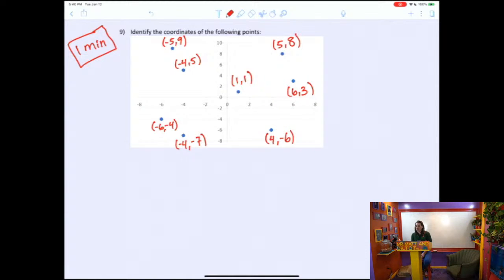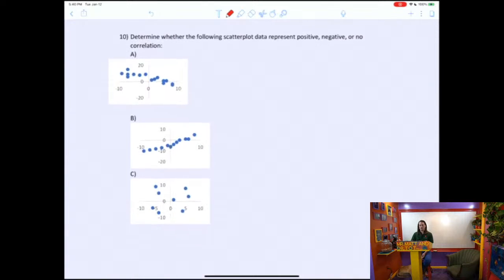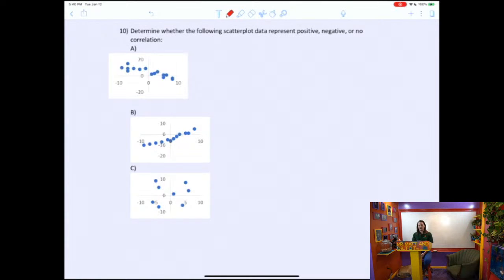Next, then we'd have 4 comma -6 in the fourth quadrant, followed up by 5 comma 8 and 6 comma 3 in the first quadrant in the upper right hand side. If you have any questions, then please let me know. Otherwise, let's take a look at question number 10.